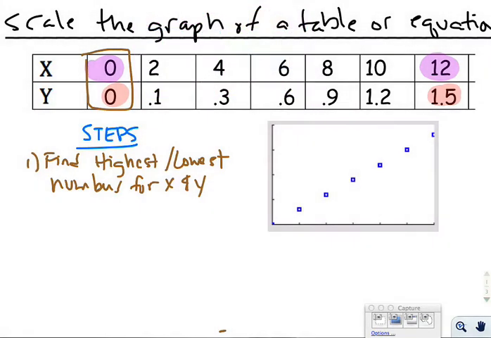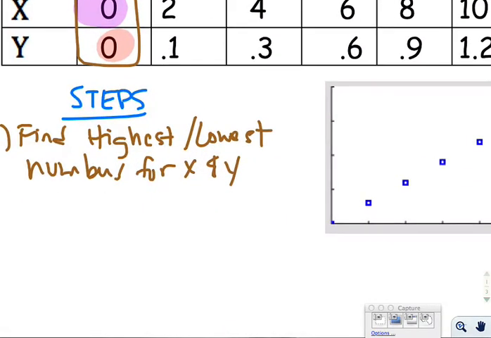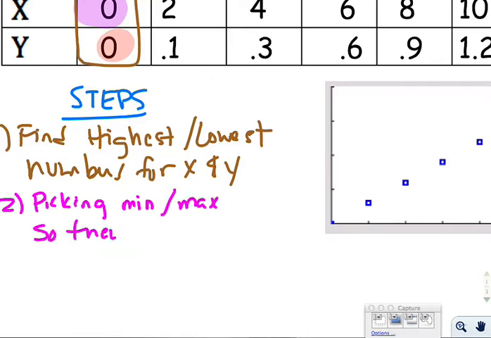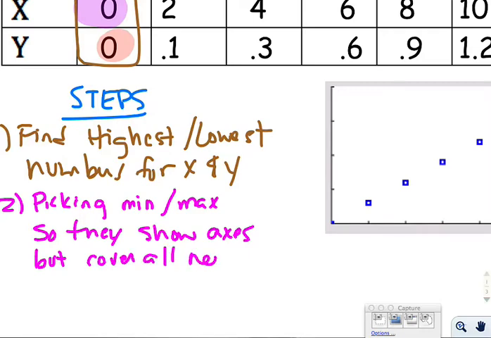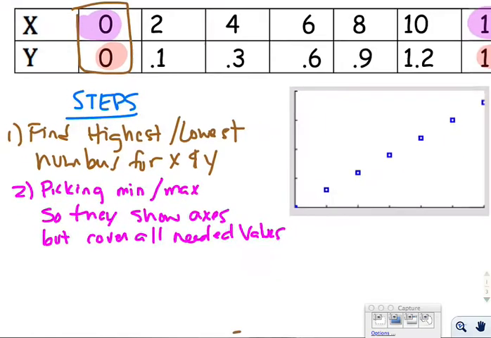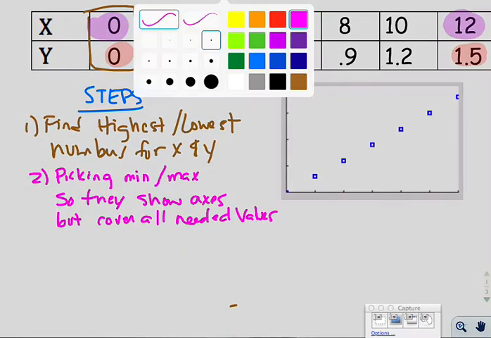So there is a step 2 here, and step 2 is picking min and max so they show the axes. Always show the axes, but cover all needed values. Okay, now it'll make sense in a moment, I guarantee. If that doesn't make sense right now, that will. Have a little faith, okay?